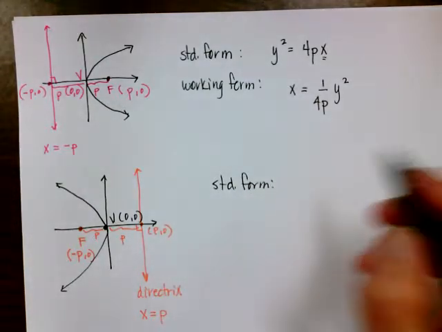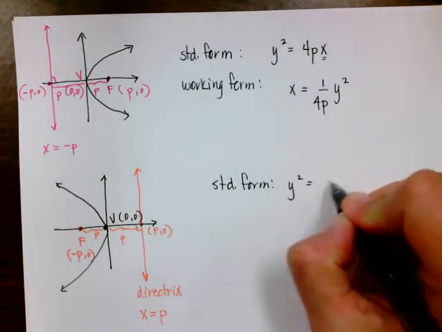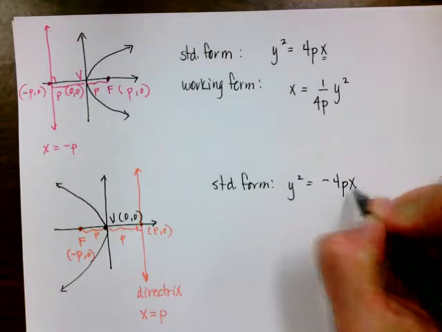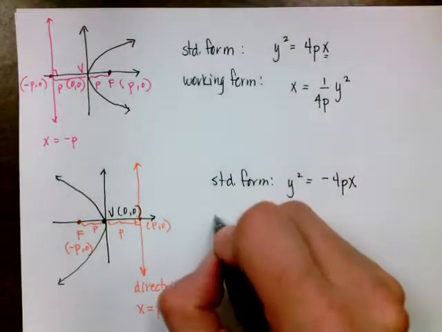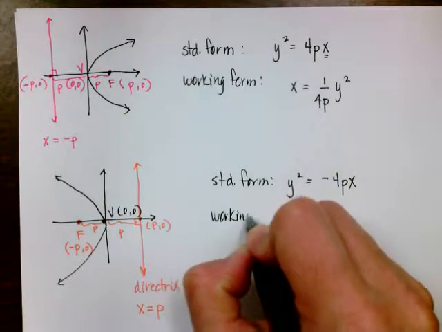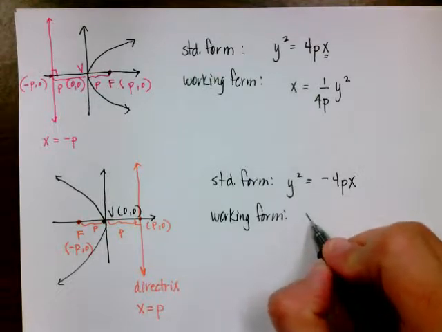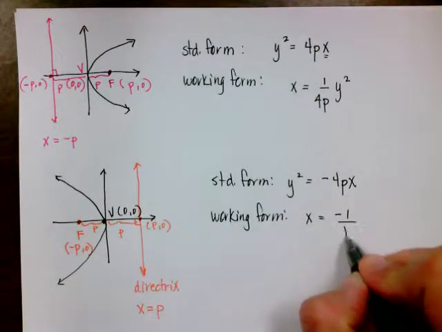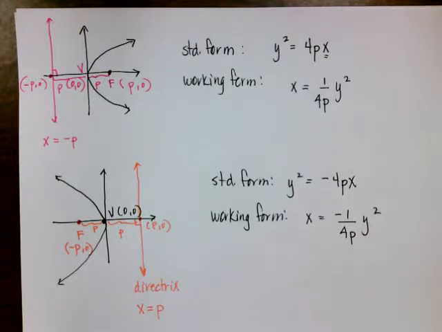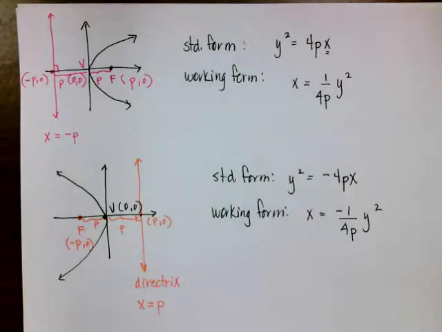All right, the standard form for a parabola opening to the left is going to be y squared is equal to a negative 4px, okay? And then the working form, again, I'm solving for x, is going to be x is equal to a negative 1 over 4p y squared, okay? You always want to pay attention to the directions on the problem, but most of the time, they're going to want your equations in the standard form. I just manipulate it because it makes finding p a little bit easier.